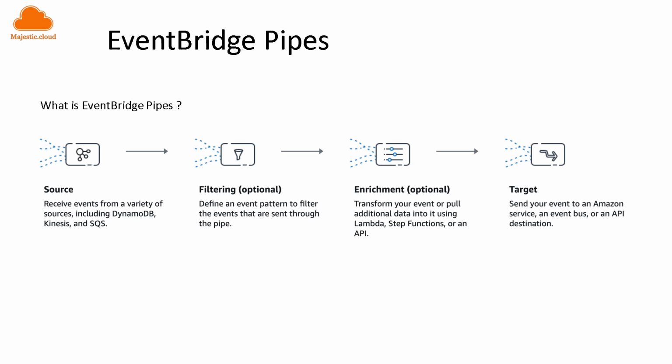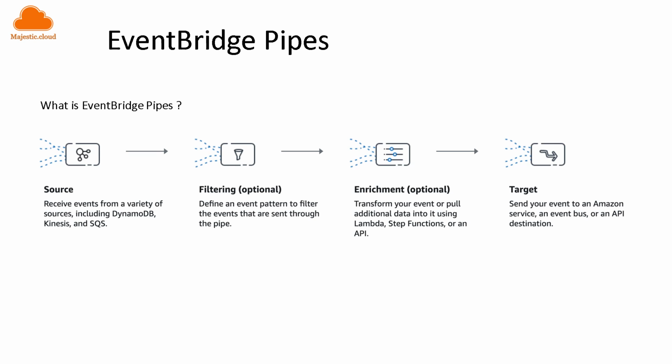It's not just about sources and targets. It's able to do filtering on the source events and send only a subset of those events to the targets. Then it's able to do enrichment. This is actually the enhancement of the data you receive in the pipe.